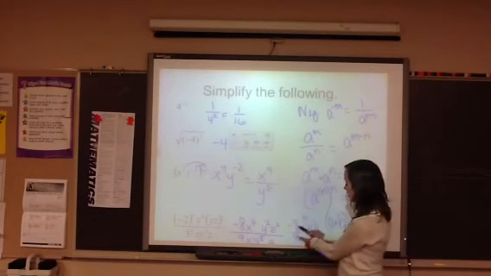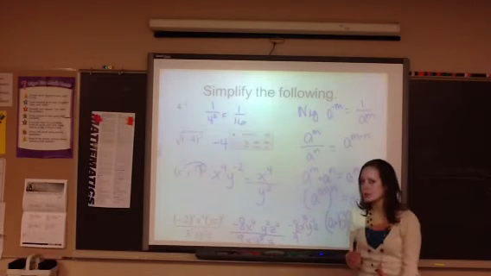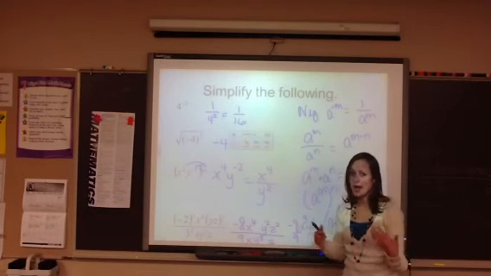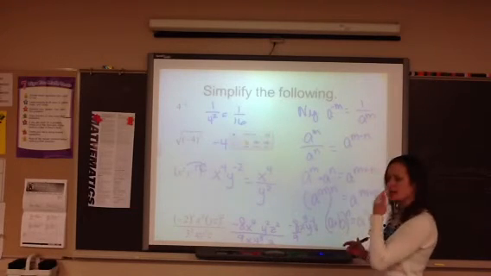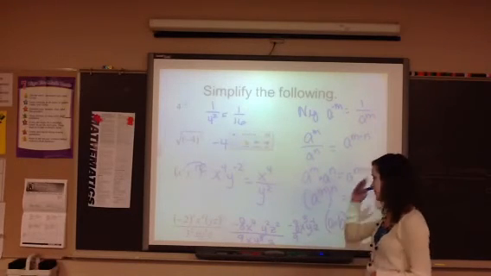The coefficients do not change. You do not subtract those. You keep them as division. 8 ninths is not negative 1 or whatever. So keep that as itself. Don't mess with the coefficients.